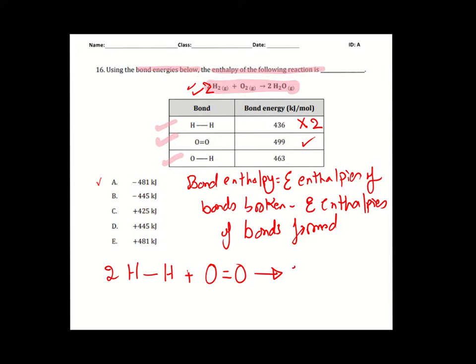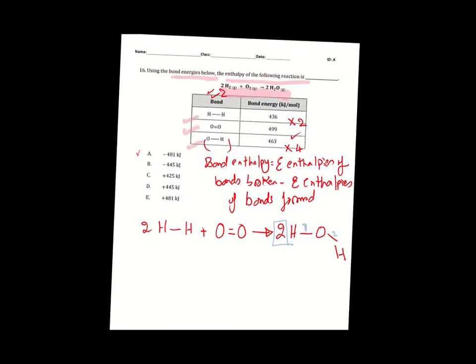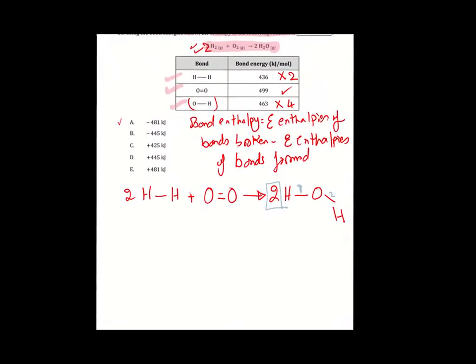The product will be 2HOH, which means that each water molecule has two OH bonds, 1 and 2. And this will be multiplied by 2, which means that the OH bond enthalpy will be multiplied by 4. Now it will be very simple to calculate the bond enthalpy.